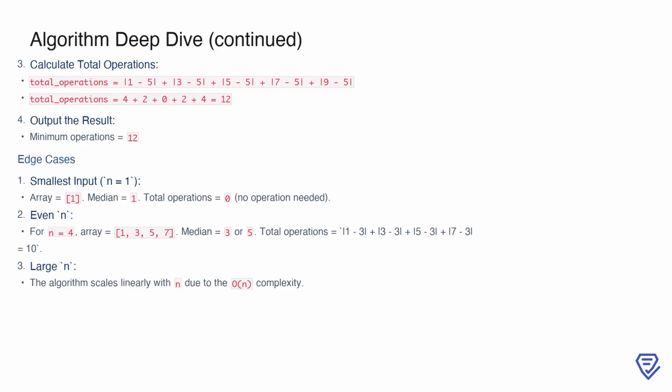Let's also consider some edge cases. For the smallest input, where n equals 1, the array is [1], and the median is also 1. In this case, no operations are needed, so the total is 0. For an even n, such as n equals 4, the array is 1, 3, 5, 7. The median can be either 3 or 5, and the total operations calculate to 6 in either case.